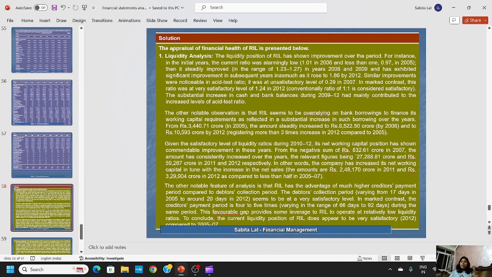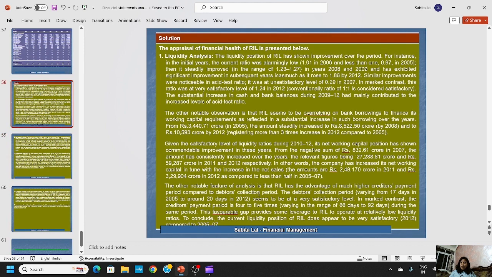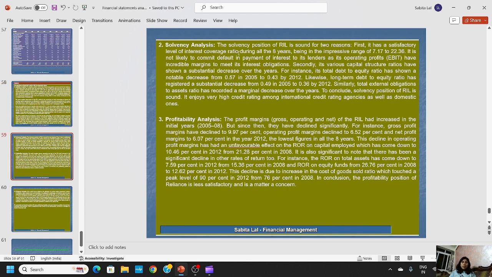So here is the solution: the appraisal of the financial health of RIL Reliance is presented below. In the liquidity ratio, you have to write what the changes are, because for liquidity ratio and solvency ratio, you have to say what the changes are and what improvement is required. So the liquidity position of RIL has improved over the period, and initially what the current ratio value was, and how they improved, and then finally the future of Reliance's advantages, and for the creditors and the debtors, how many days they are able to pay their debt. All that is given. You are able to see that, and this is a complete mini case.